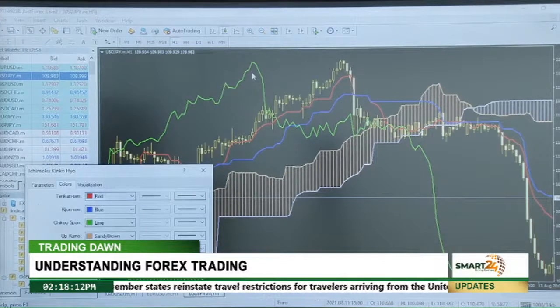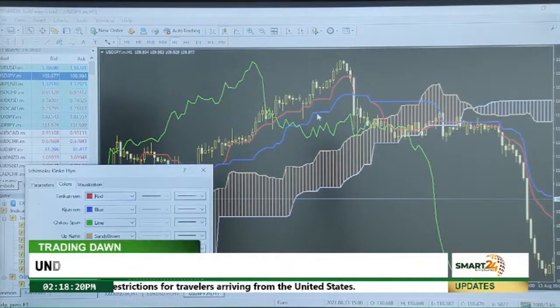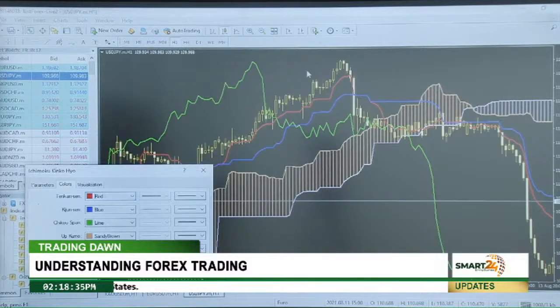Already, the Chikou span, the green line, has gone below price, and that's the first indicator, but it's not yet firmly below price. Here it is, but it is still above the cloud. So we need all these indicators to go below the cloud so that we have our final indicator that we're actually moving in that direction.